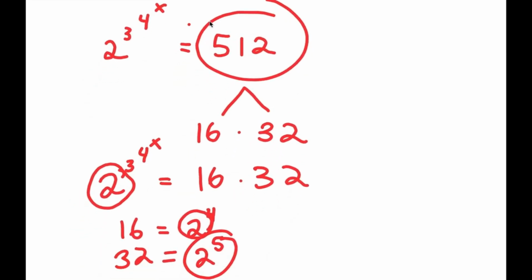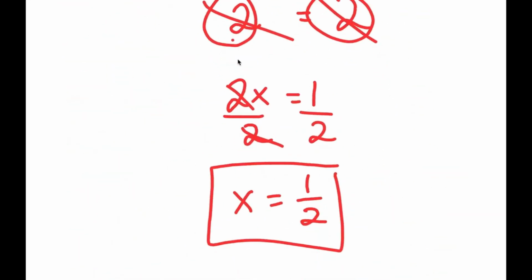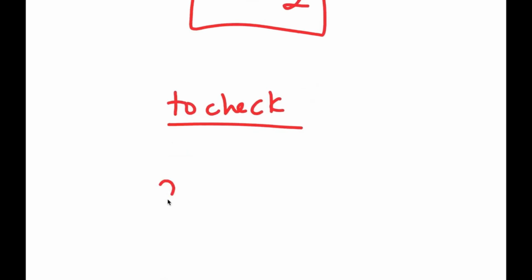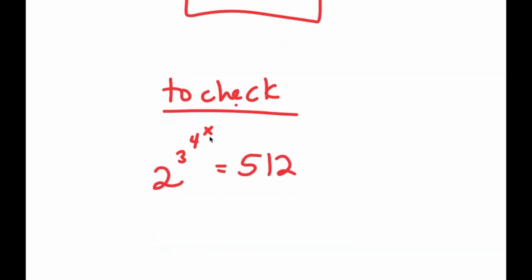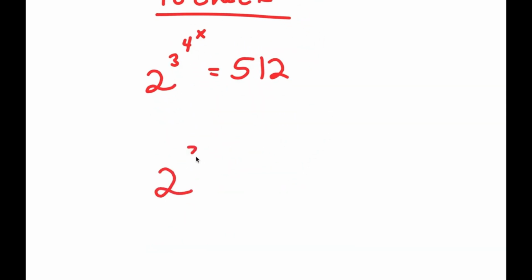was 2 to the power of 3 to the power of 4 to the power of x is equal to 512. So I have 2 to the power of 3 to the power of 4 to the power of x is equal to 512, and we said that x is equal to 1/2. So I have 2 to the power of 3 to the power of 4 to the power of 1/2 is equal to 512. Now I'm going to work my way down from the top.